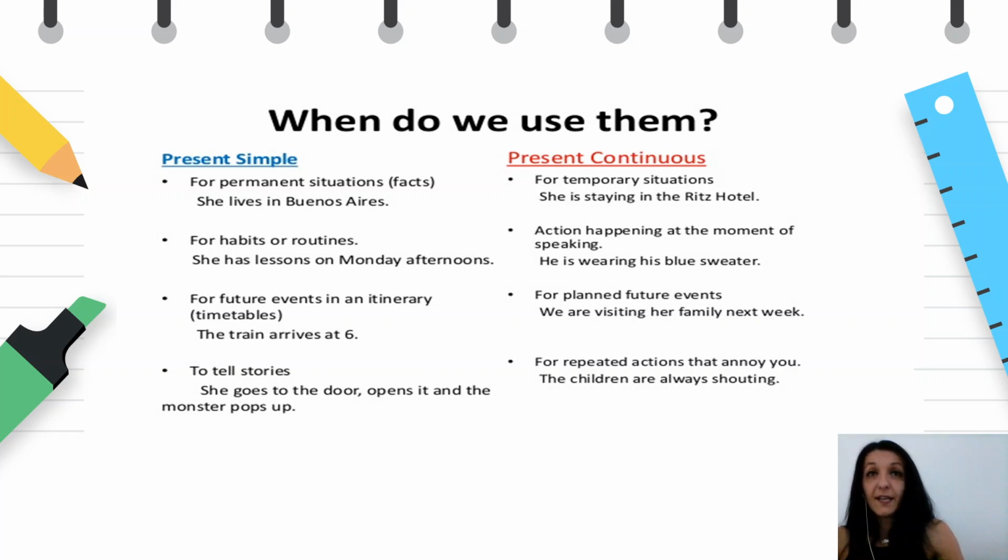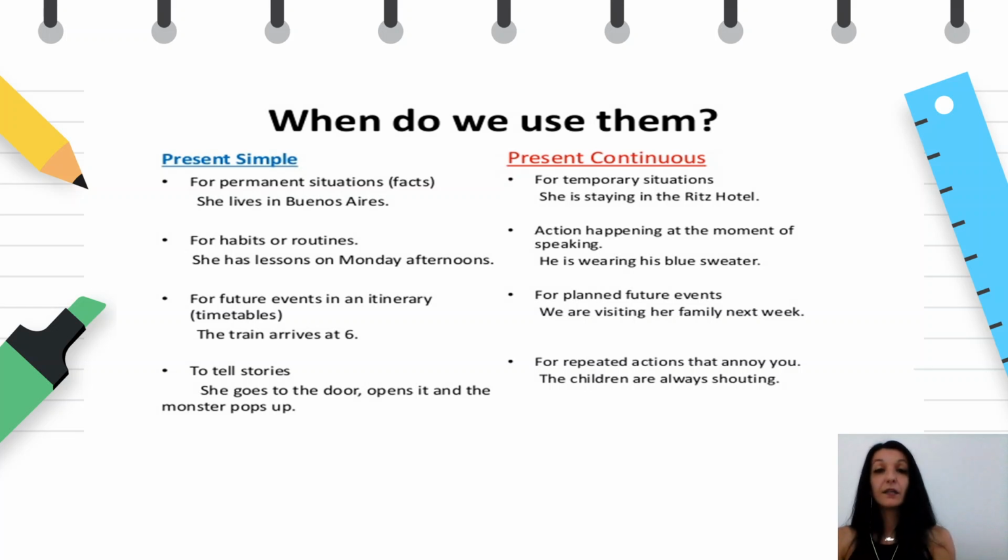For future events, maybe it is easier to remember that it is used for timetabled events. For example, the train arrives at 6. And to tell stories, when you describe a chain of events: she goes to the door, opens it, and the monster pops up.